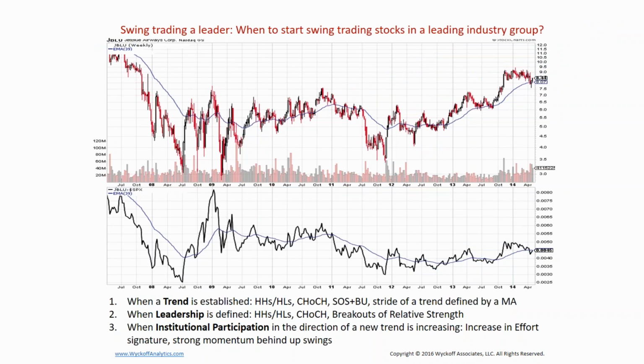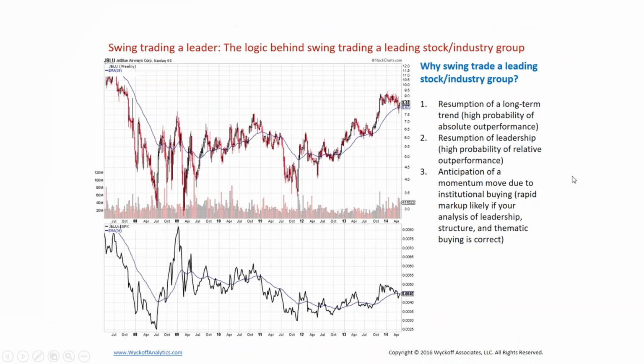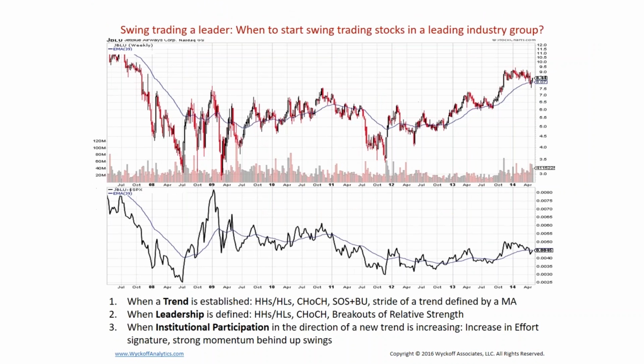So it's just kind of like definitional suggestions here, ideas as to why we would be looking at the stocks in the leading group and how we would be looking at those stocks, where specifically we would be looking for position entry for us.